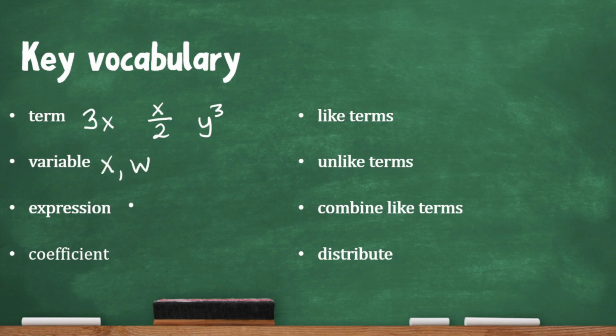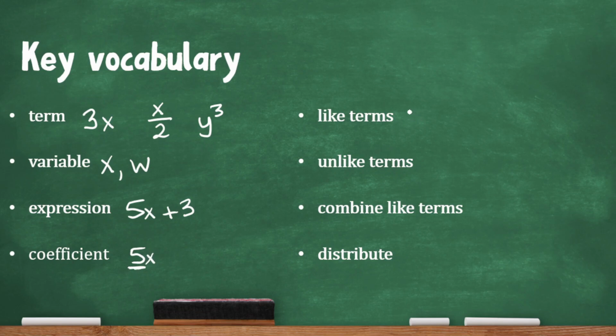An expression is a combination of terms separated by an addition or subtraction symbol, like 5x plus 3 is an expression. The coefficient is the number in front of the variable. So in this example, the coefficient would be 5.